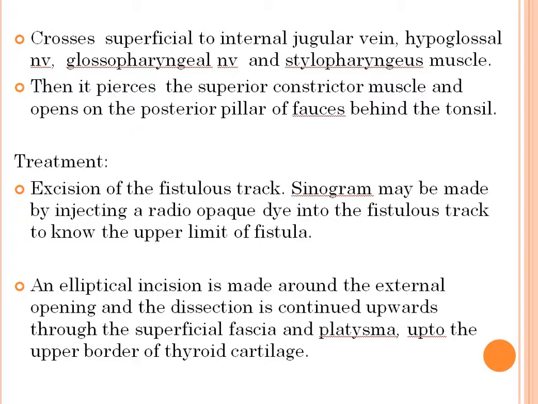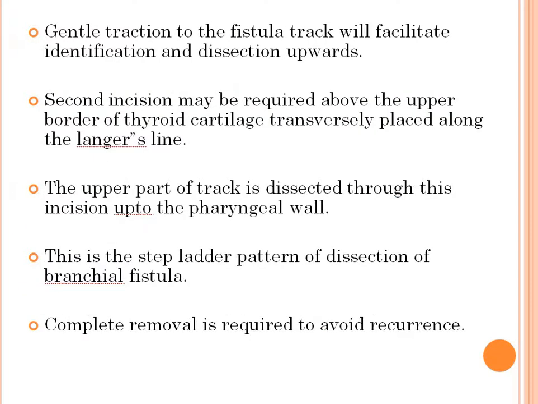The treatment is excision of the fistulous tract. A fistulogram may be made by injection of a radio-opaque dye into the fistulous tract to know the upper limit of the fistula. An elliptical incision is made around the external opening and the dissection is continued upward through the superficial fascia and platysma up to the upper border of the thyroid cartilage. Gentle traction on the fistulous tract will facilitate identification and dissection upwards.